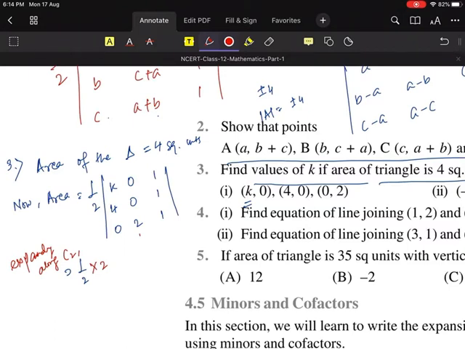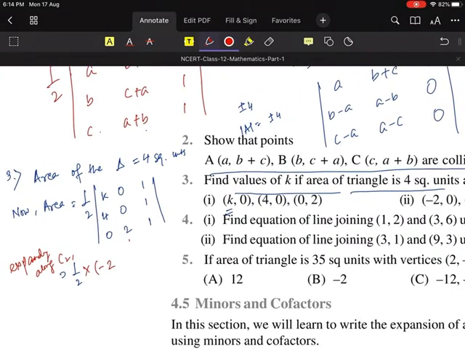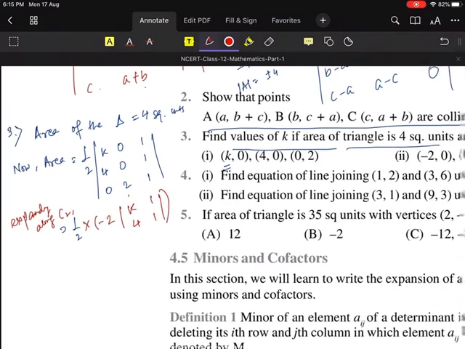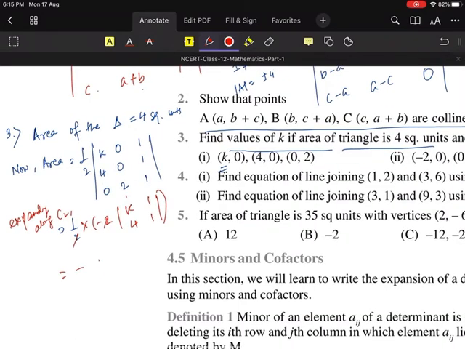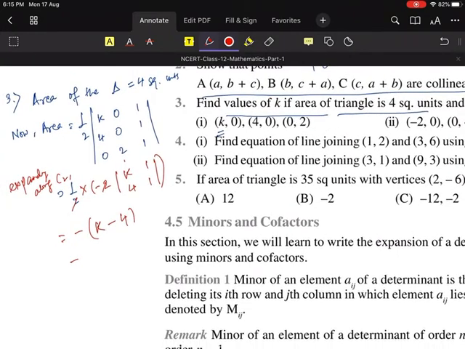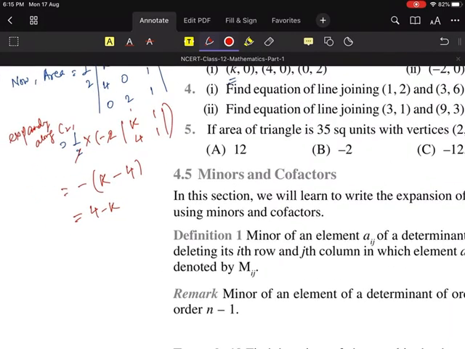Achha, will it be minus or plus? Think and tell me. This is third row, second column. It will be minus 2 and then it will be K141. Yes or no? Yes. So 2 gets cut. So I get minus of K into 1, that is K, and minus 4. So we get 4 minus K. Understood? Yes, sir.